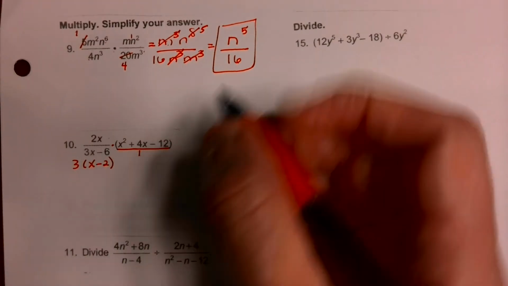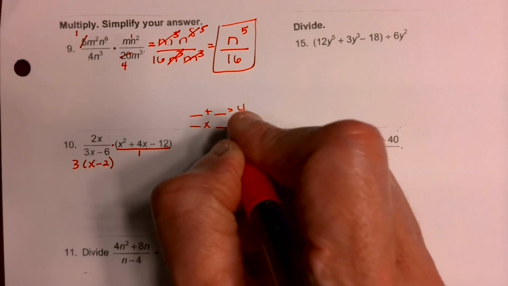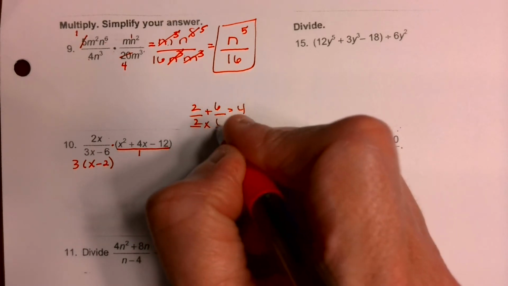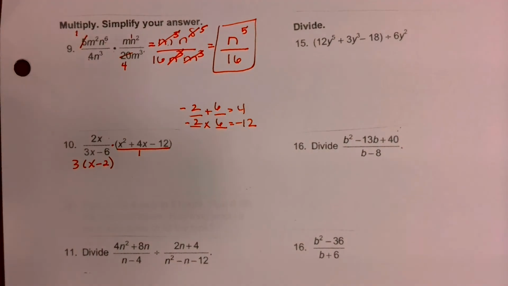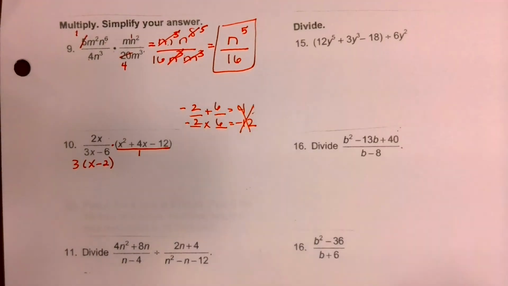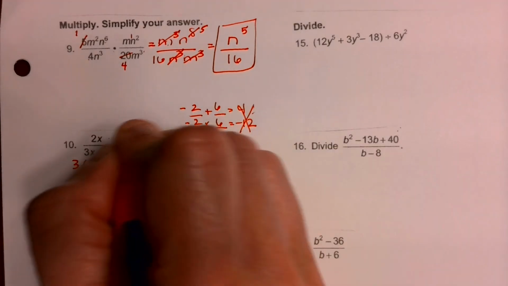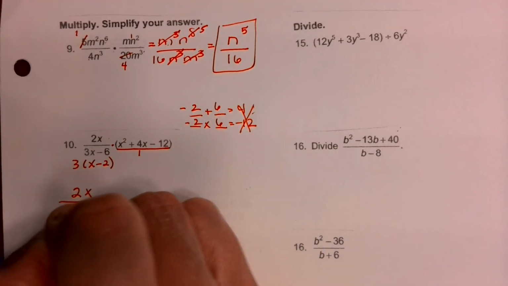This is a trinomial. What plus what equals 4? What times what equals negative 12? I'm going to guess it's a 2 and a 6. It's got to be negative. That has to be positive. So it's going to be that way. And so I'm left with x. And actually, I'm going to rewrite this so it doesn't get confusing for you.